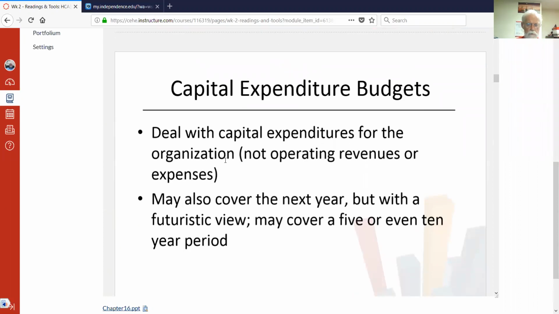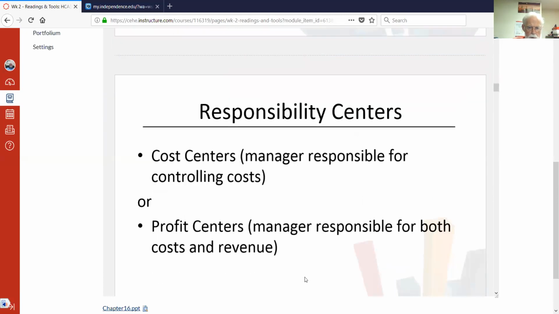CAPEX budgets deal with the large issue of capital expense. The budget for each year will cover the current, remember that term out of accounting, the current costs and current debt service, but also they have to look into the future. There can be long-term periods for that.